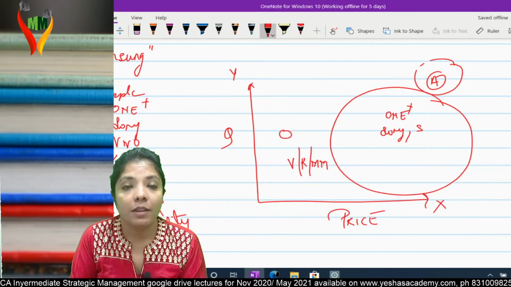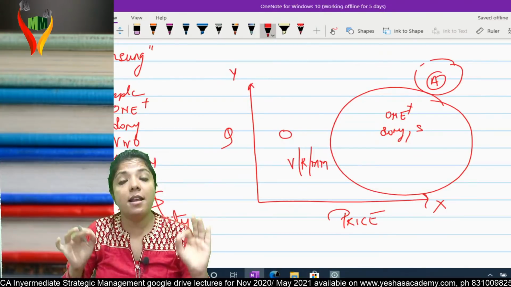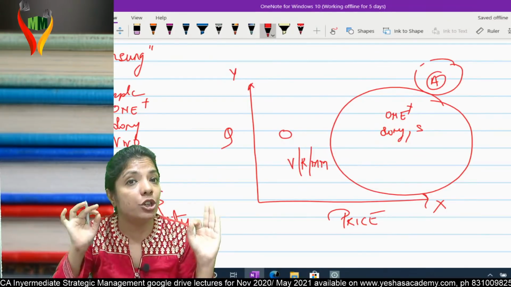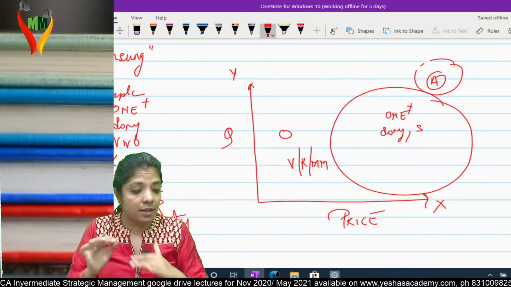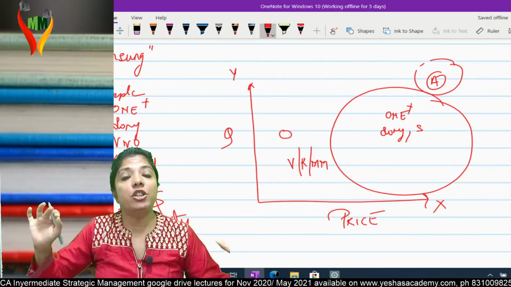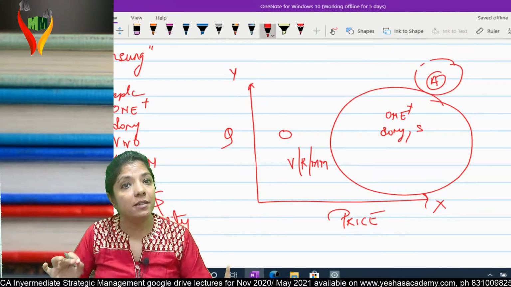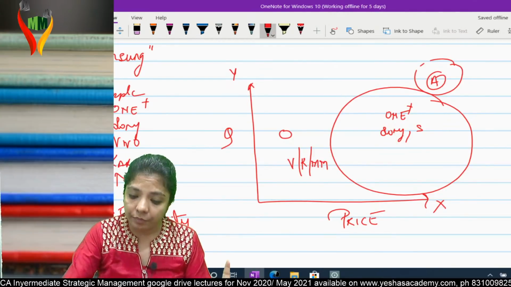Am I clear? So this is called strategic group mapping. This is called as what? This is called strategic group mapping. Am I clear till here?